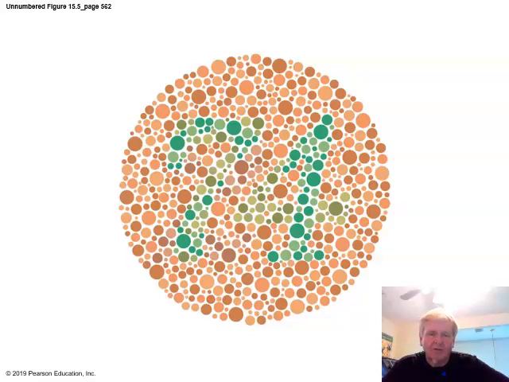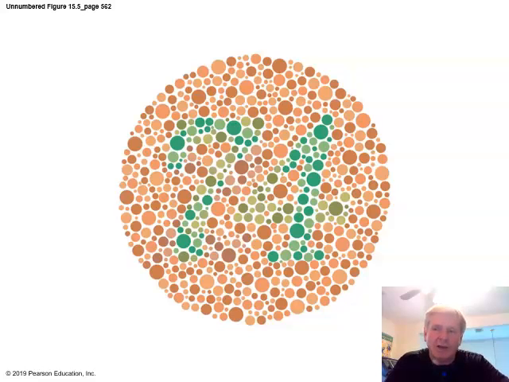So hopefully you can all see this number. The number that's represented here is 74. But if you had color blindness, either for red or green, instead you would not see 74, you would see the number 21. Males typically will have more color blindness than females. It's 8 to 10% of males, less than 1% of females.